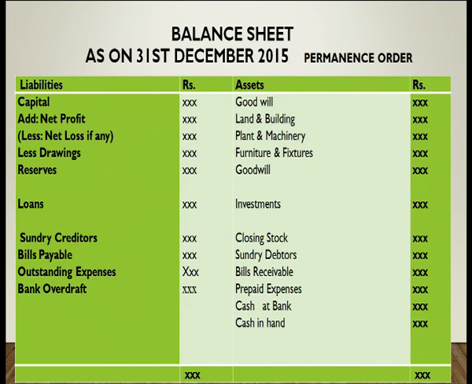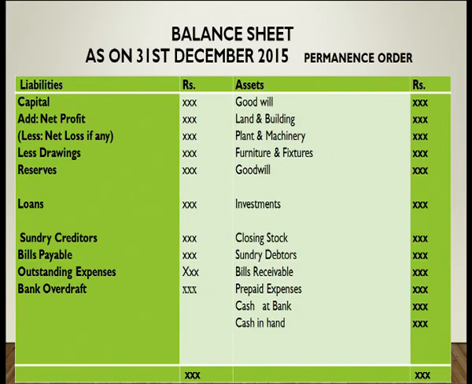So, here goodwill, the non-current assets, which is intangible, is placed first, followed by land and building, plant and machinery, furniture, fixtures, investments. Then come our current assets: closing stocks, sundry debtors, bills receivable, prepaid expenses, cash in hand.